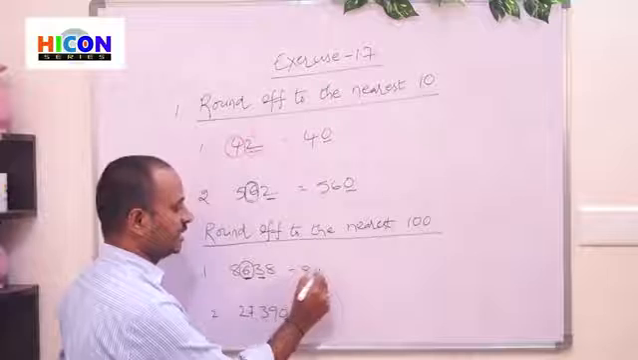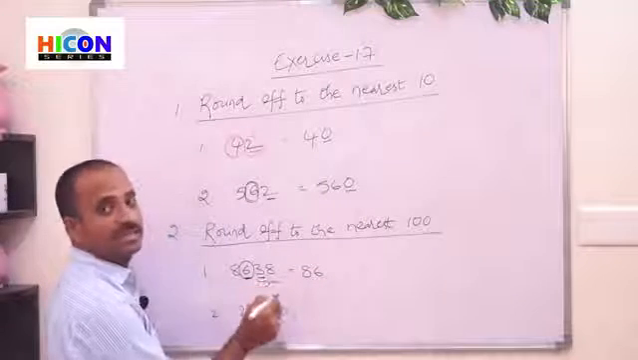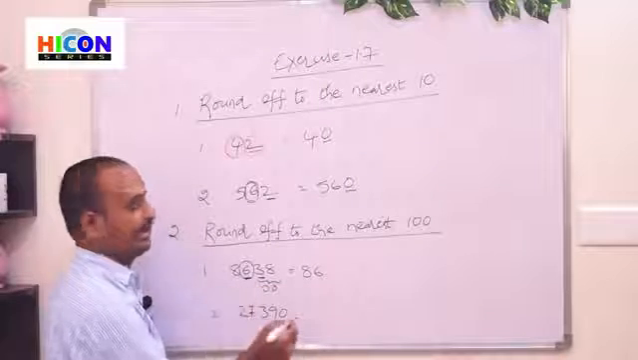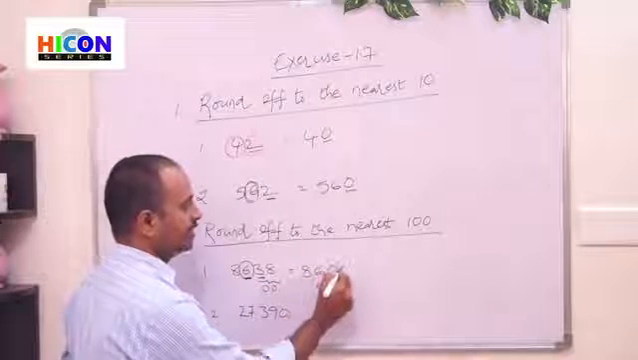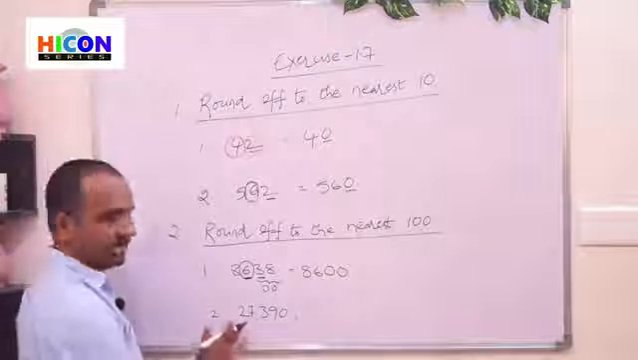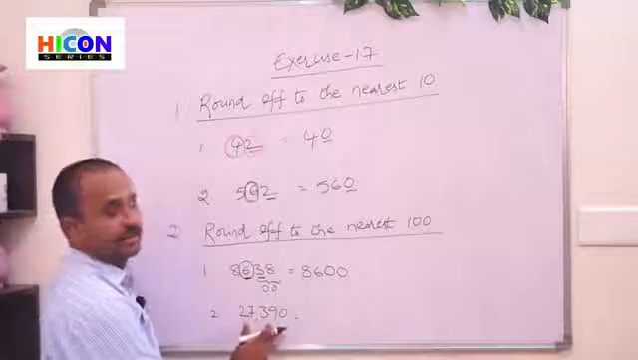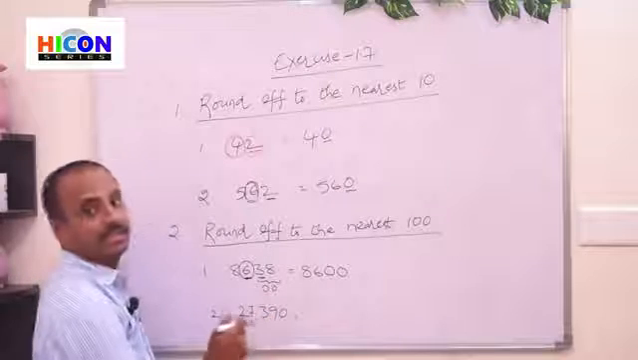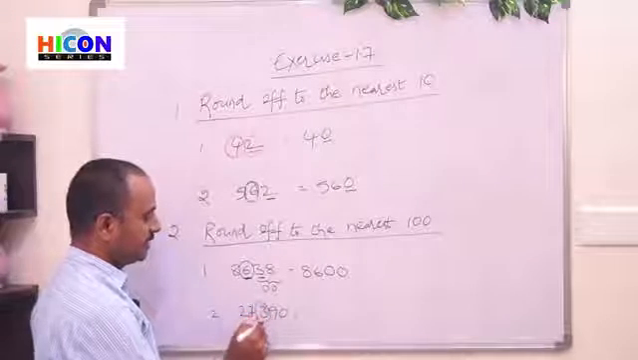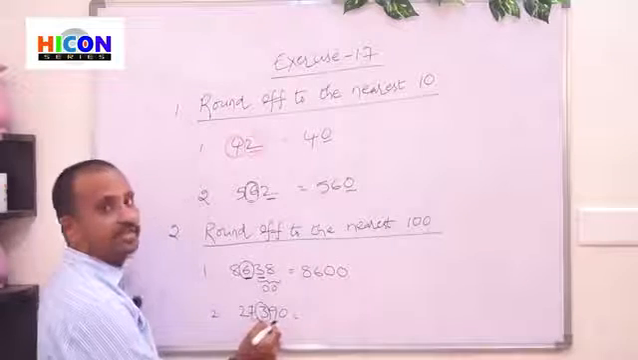There is no change in the hundreds place and there are 2 digits after hundreds place. So write 2 zeros after the hundreds place. So the number becomes 8,600. And see the second number, 27,390. So first identify the digit present in the hundreds place. The digit present in the hundreds place is 3. Check the next digit. The next digit is 9.